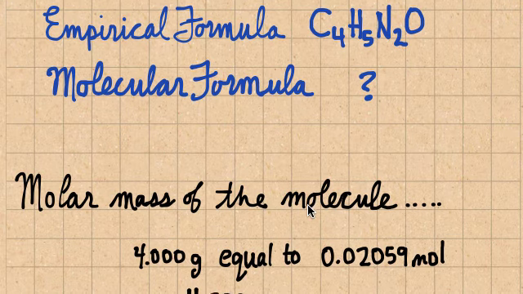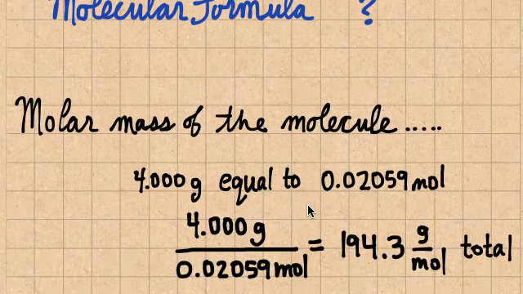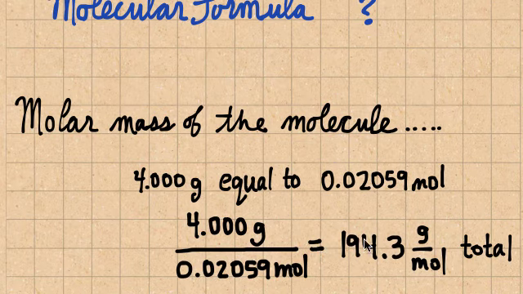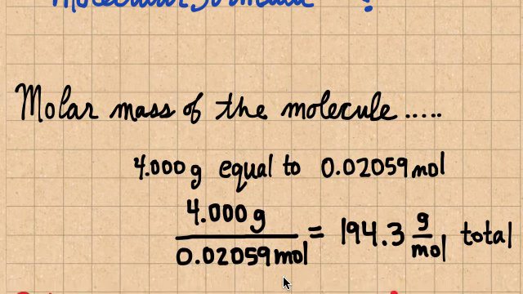And that would be that 4 grams equals 0.02059 moles. That divides in grams per mole to give me my molar mass. By the way, this was determined in a different experiment, maybe a freezing point depression experiment, very famous. You'll learn about it, probably when we talk about colligative properties next semester. But anyways, that's 194-ish grams per mole. Grams per mole, that's the definition of molar mass.